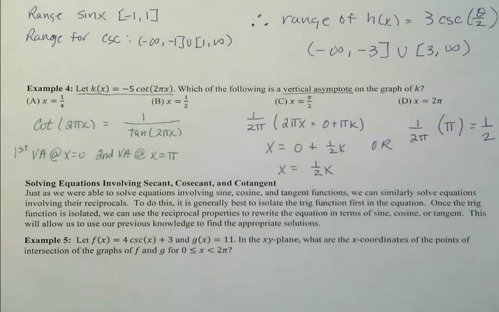Pause your video. So in this example, we have the first vertical asymptote is at x equals 0, so it's on the vertical axis itself. The second vertical asymptote would have been at x equals pi.